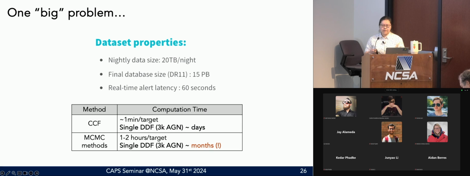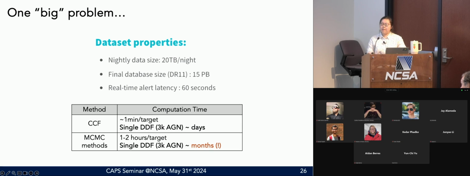But the other method of doing RM is doing these MCMC fittings onto a certain accretion disk model. And this gives us a little bit more direct constraint on the black hole parameters or accretion disk parameters that we're interested in. But each of the fittings will take maybe 1 to 2 hours. And to go through a single deep drilling field might take up to a month. So we really need a faster way of doing reverberation mapping in the era of LSST if we want to take full advantage of the data we have.